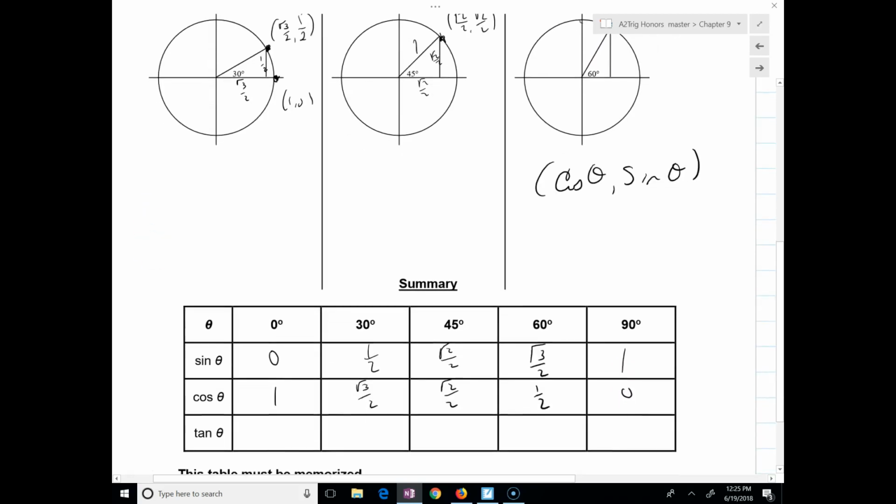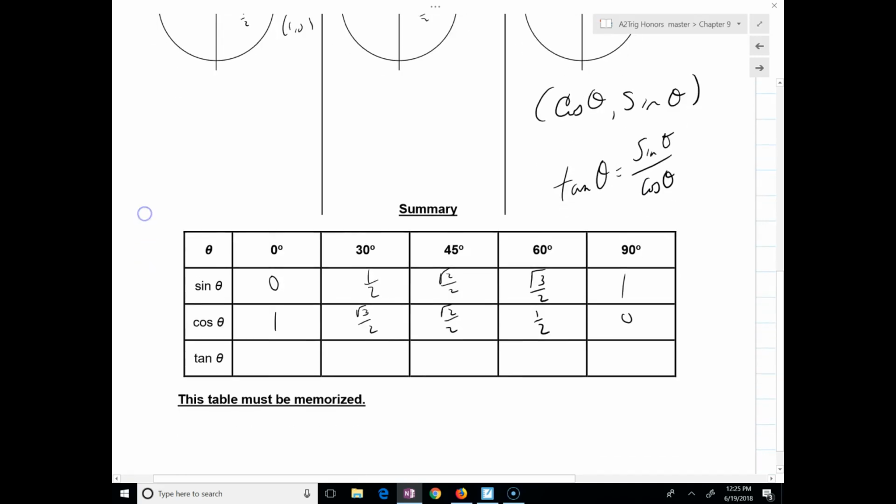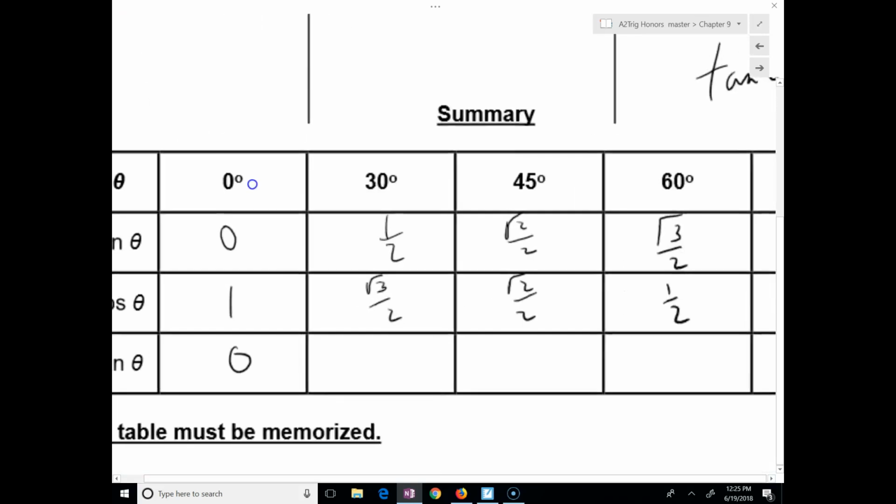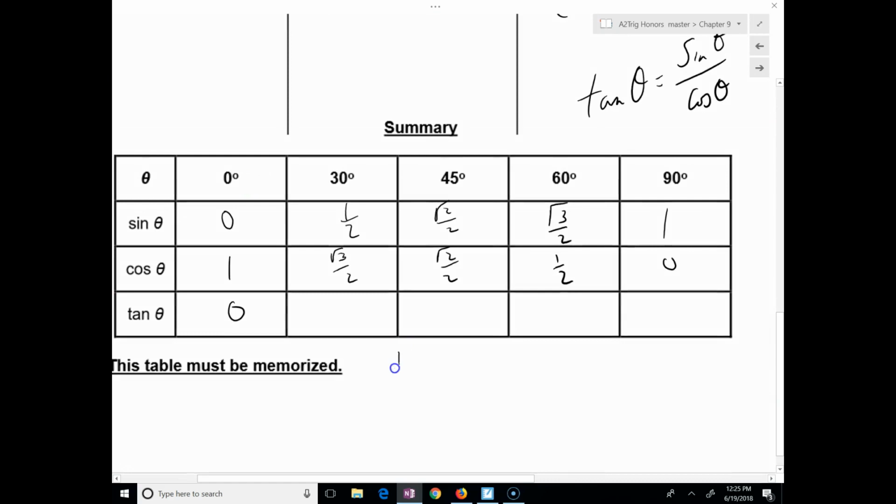From there, you should be able to figure out tangent, because we all know that tangent of theta is sine of theta over cosine of theta. Well, 0 over 1, well, that's 0. 1/2 divided by radical 3 over 2. You do copy, change, flip.